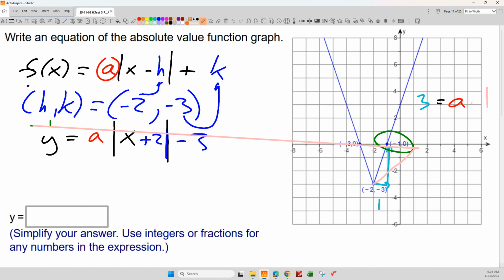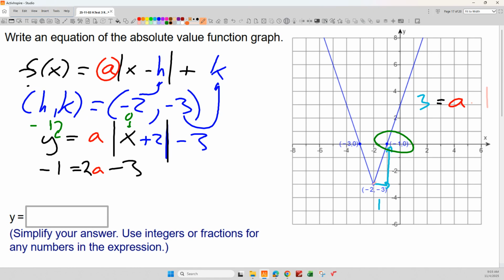So I could plug -1 in for Y, and 0 in for X, and then I could just solve for A, right? So I end up with the equation -1 equals A times the absolute value of 0 plus 2. That's 2. So I get 2A minus 3. Just solve for A. Either way, I'm going to get the same thing, right? Well, what happened there? What did I do wrong?